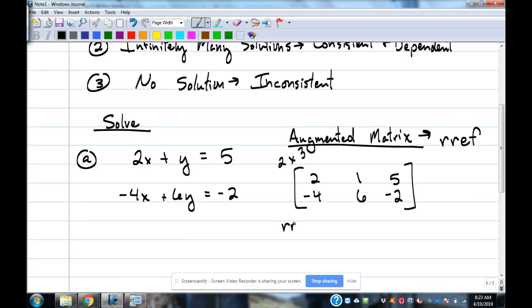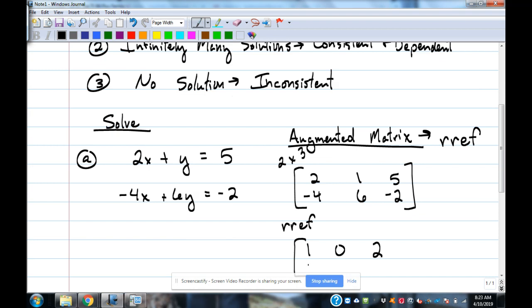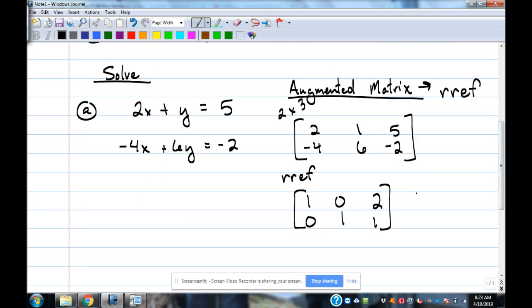So after RREF, we get an augmented matrix that looks like this: 1, 0, 2, and 0, 1, 1. What that tells us is that we have an ordered pair solution 2, 1. Top row is X, bottom row is Y. If you had more variables, obviously it's in alphabetical order, top to bottom. That last column tells you what's going on there. Okay.